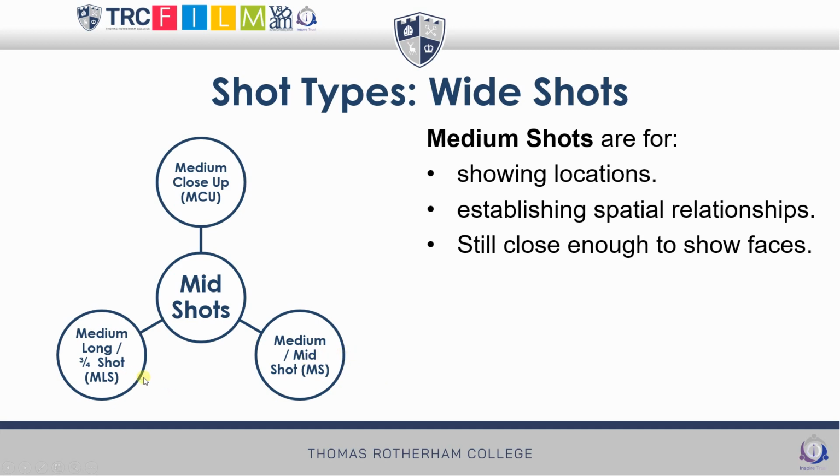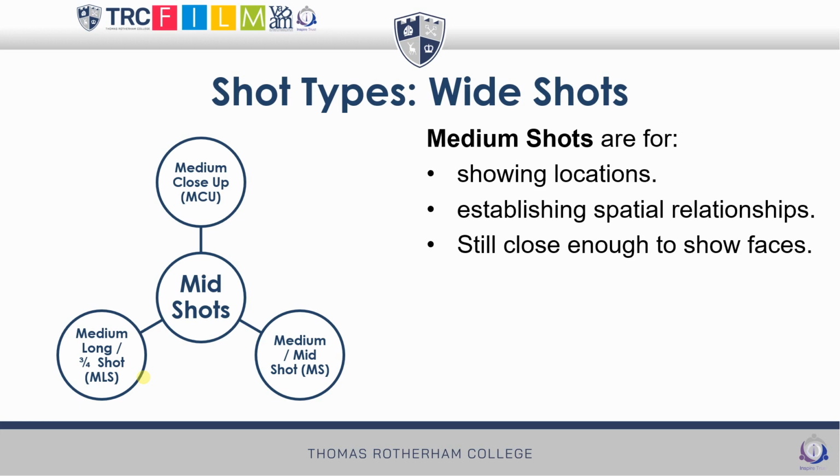Medium long shot cuts people off at the knees. Now you'll see medium long shot referred to in all sorts of different ways. Sometimes it's called a three-quarter shot because it's three-quarters of a person's body. Sometimes it's called a cowboy shot. The French would call it the plan américain, which translates as American shot. You hear all these being bandied around, but they basically mean a mid shot, okay?